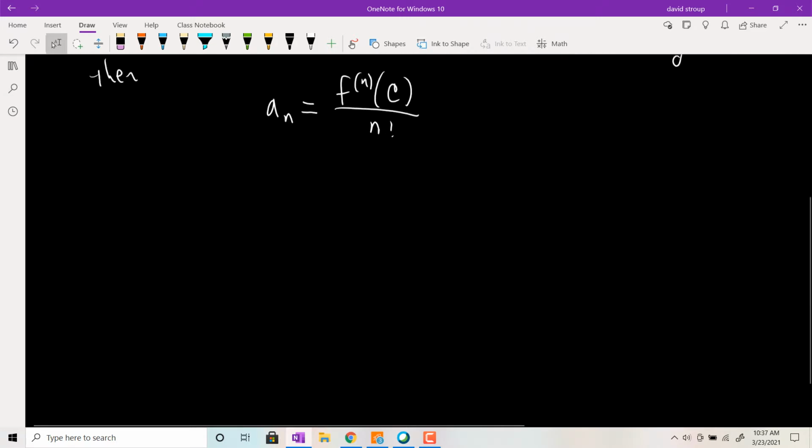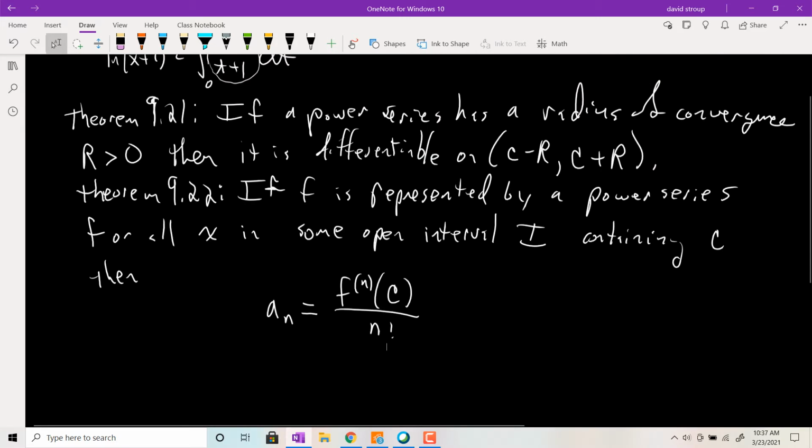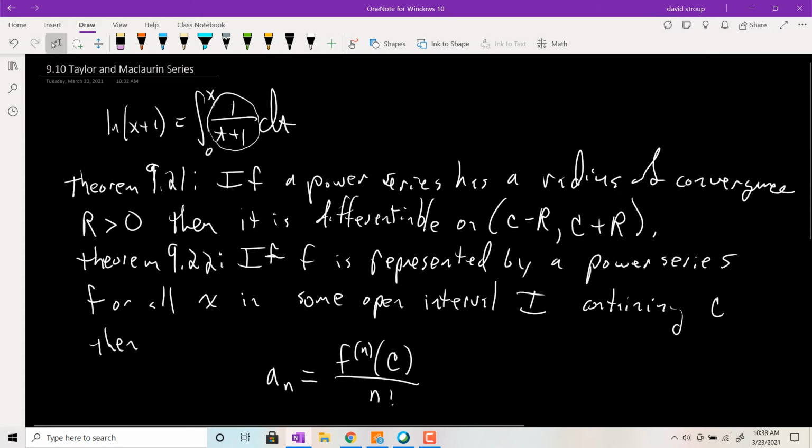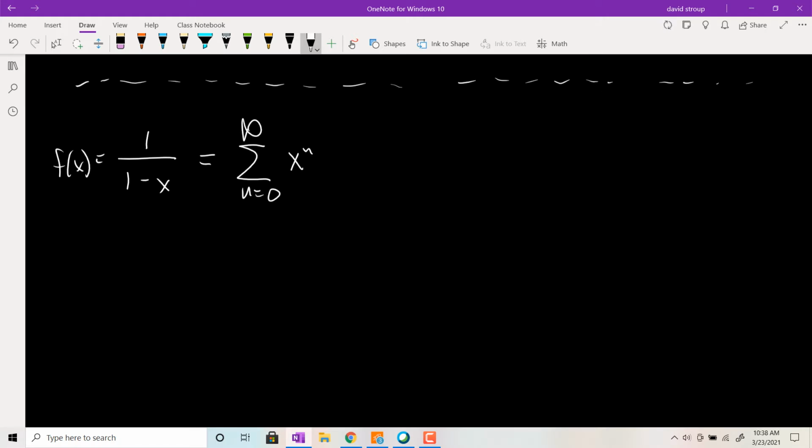Okay, let's take a look at maybe something else. How about the power series representation for 1 all over 1 minus x? So f of x equals 1 all over 1 minus x. We saw in the last section that this is the sum of x to the n from n equals 0 to infinity, and it's for absolute value of x less than 1.